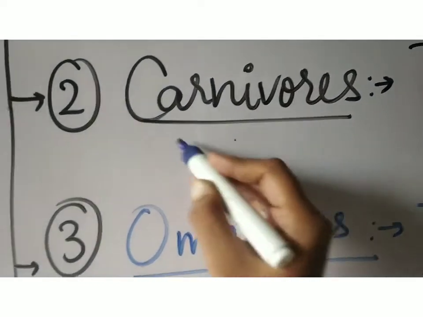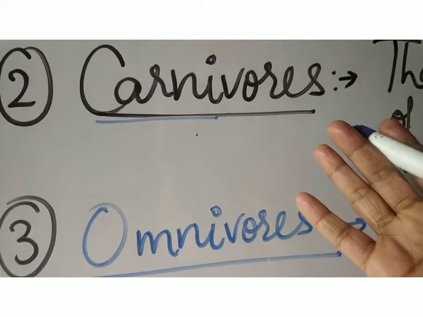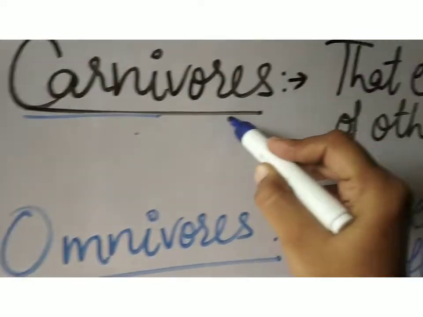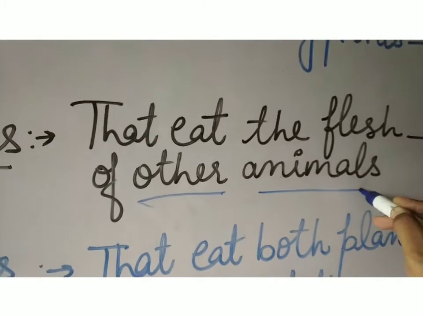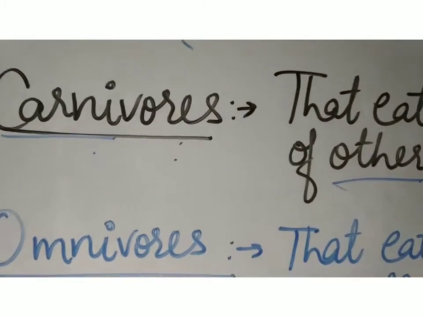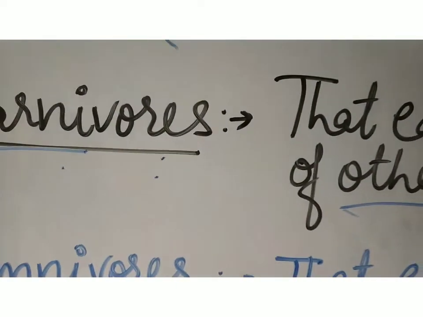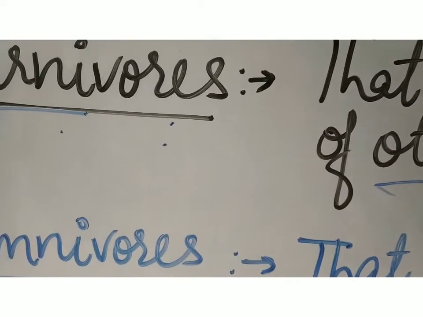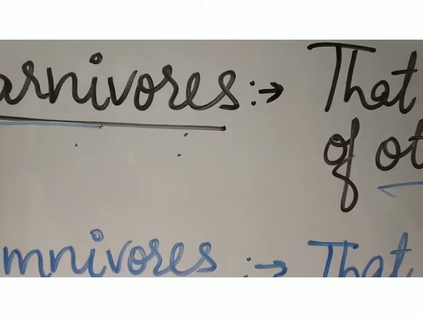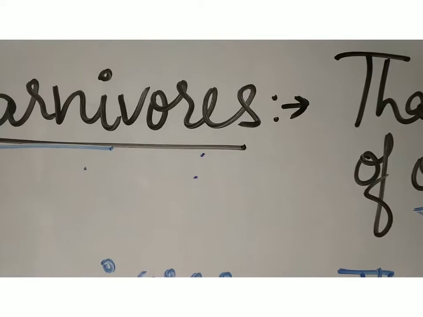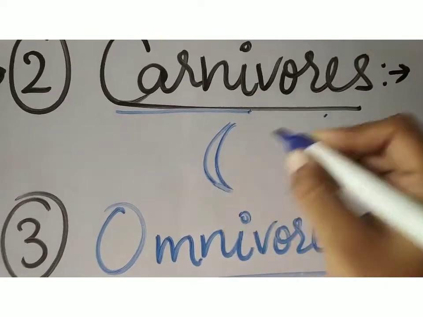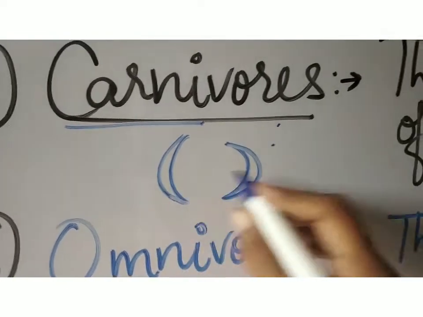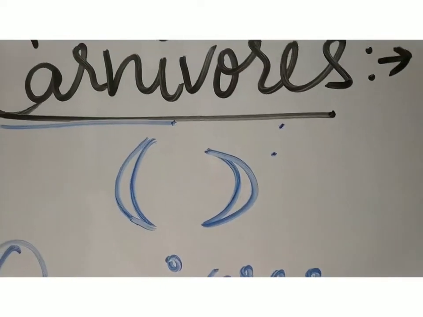Then carnivores. Carni means flesh. Those animals that eat the flesh of other animals come into the category of carnivores. You know, children, carnivorous animals have sharp teeth and claws for tearing out the flesh of their prey. You have seen a lion, he has this kind of teeth.